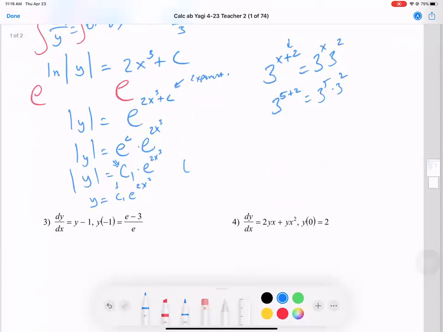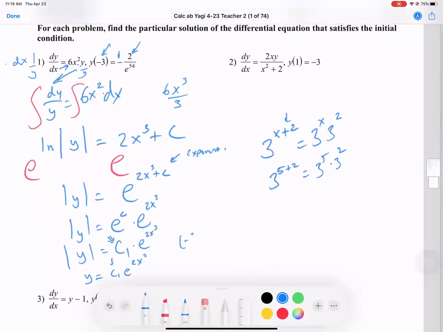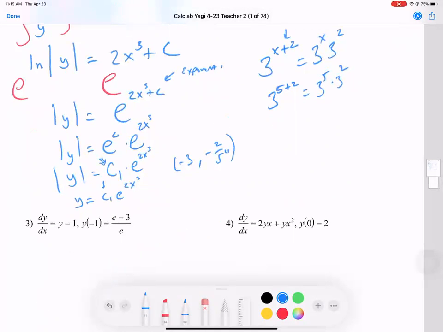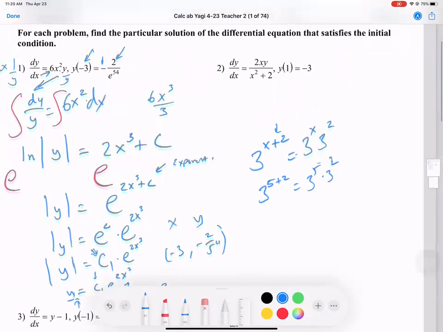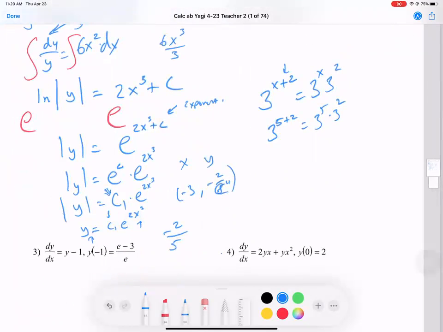So if x, let's rewrite that up here, is negative 3, and my y value is negative 2 over e to the 54. You might say, those are crazy numbers. It's fine. We're just going to plug it in. So y and x, plugging in here and here. So y is negative 2 over, did I say 5? No, that's like 3, right? Oh, e. It's e. I miswrote that. E to the 54. And e to the 54 is equal to c1, which we don't know yet.